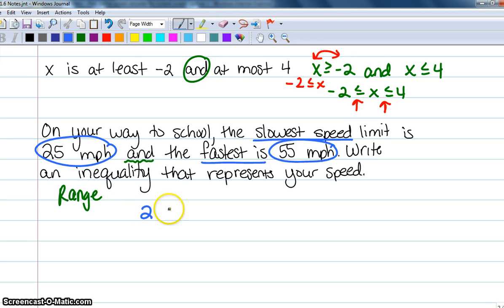So the slowest is 25, the fastest is 55. So I want everything in between there. So x is in between. It can be 25, so it can be equal to. It can be 55, so it can be equal to. And then we know since we have a range, it's less than sign. So if you read it backwards, x is greater than or equal to 25 and x is less than or equal to 55. When you squish it together into a range, you get 25 is less than or equal to x, which is less than or equal to 55.